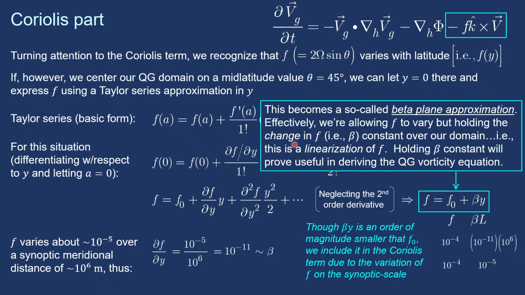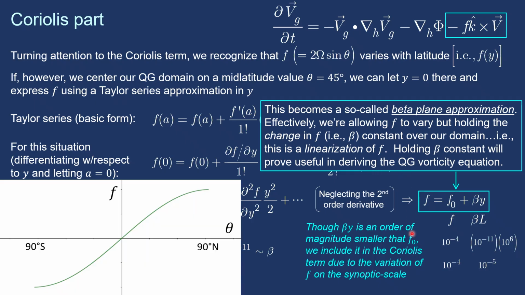And not only does this retain the essential dynamics and simplify the math, but holding beta constant will also prove very useful, as you'll see a little later, as we derive the QG vorticity equation. To visualize this as a final parting shot, recognizing that f goes as the sine of latitude, we can picture f as a portion of a sine wave from 90 degrees south to 90 degrees north, where f is 0 at the equator, reaches a maximum negative value at the south pole and a maximum positive value at the north pole. And we recognize here that we're using a mid-latitude value of 45 degrees.